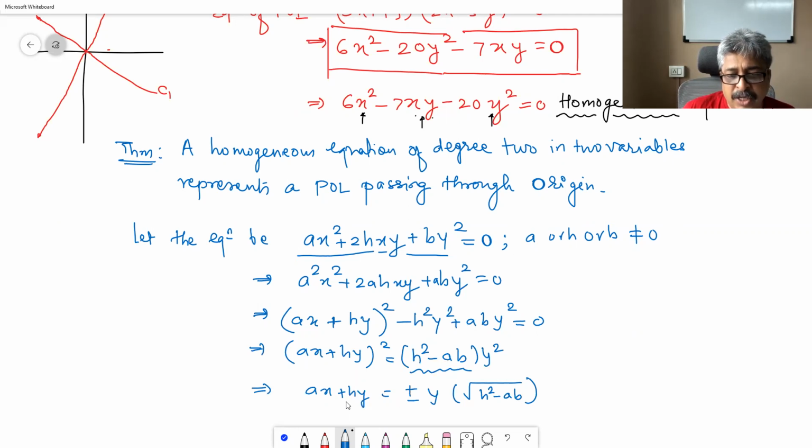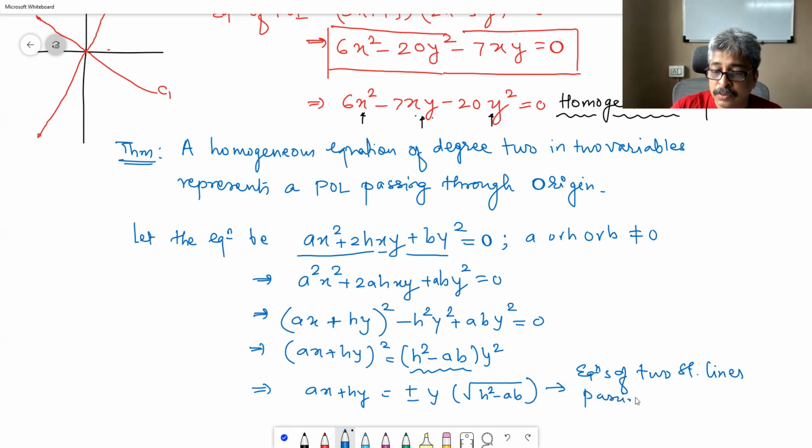And as this is your linear factorization of two lines, and we know that the coefficient of x is a, the coefficient of y is this term and h put together. And there is no constant, therefore this is the equation of two straight lines passing through origin.